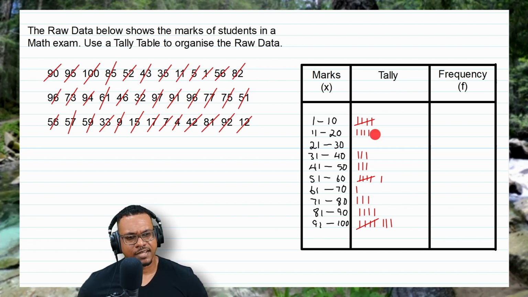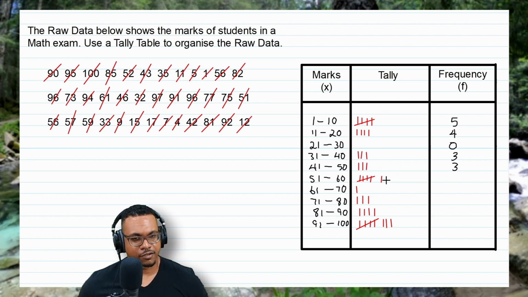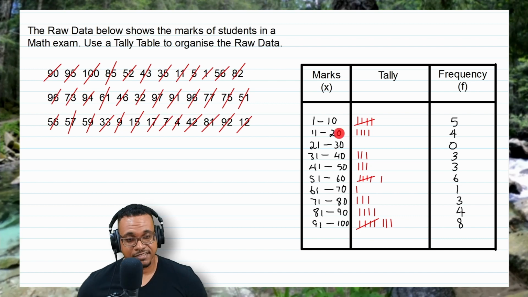All right, so now that I have my tally completed, now to write down the frequencies. So this will be 5, this will be 4, this will be 0, this will be 3. This will be 3 again. This is 5 and 1 is 6. This is 1. This is 3. This is 4. And this is 5 and 3, which is 8. And this is how we use class intervals to group our variables, to do our tally table, to organize our raw data.